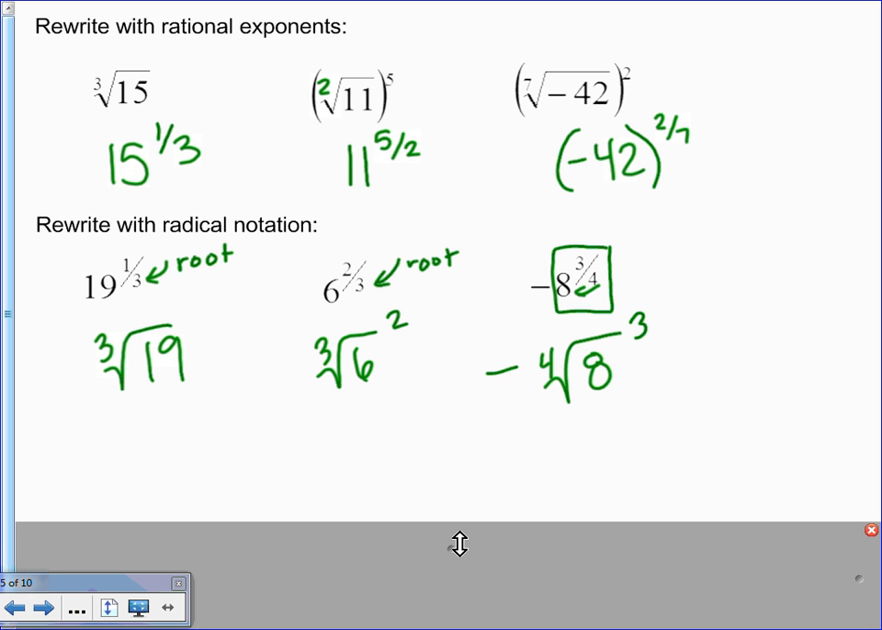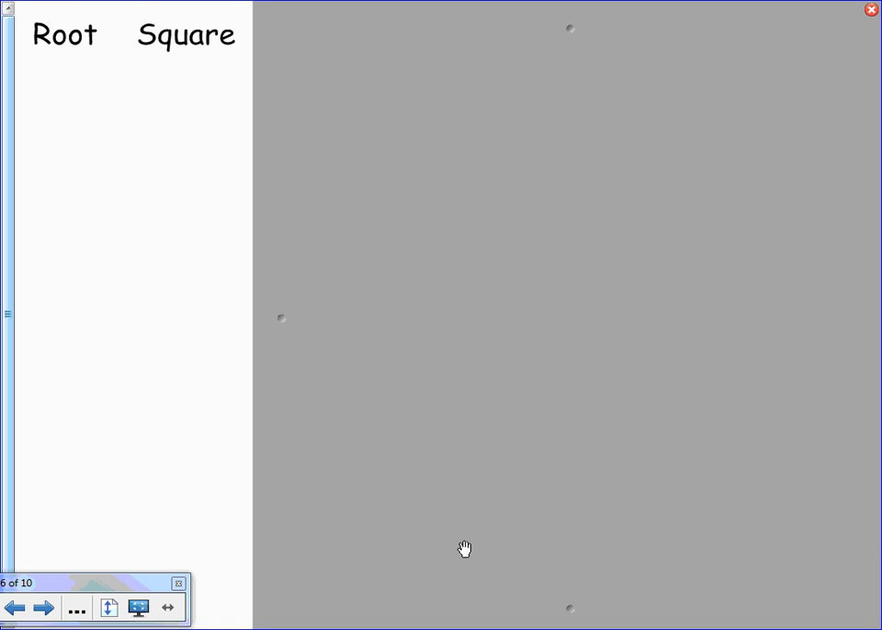Alright, so that's rewriting. You just have to use that rule from the last slide. Okay, the root always belongs in the denominator. If you have a fraction exponent, the denominator is the root. You're done. Now, we want to move on so that we can evaluate these roots. Not all of these are possible. We might need a calculator to get a decimal value here, but we're going to make a list of perfect numbers so that that can help you evaluate things if you don't have a calculator.